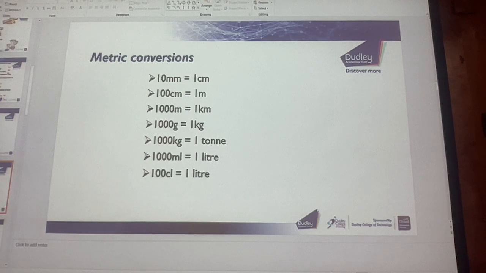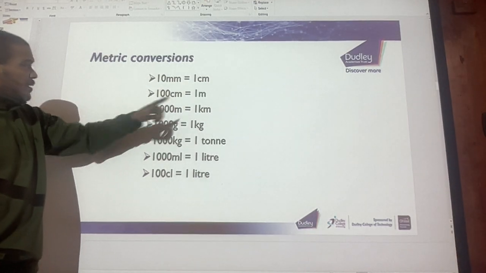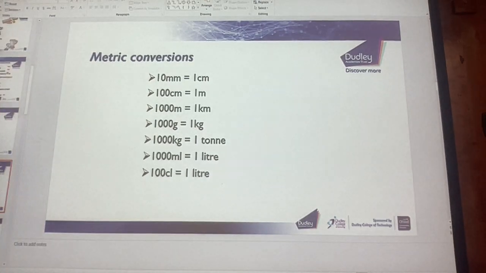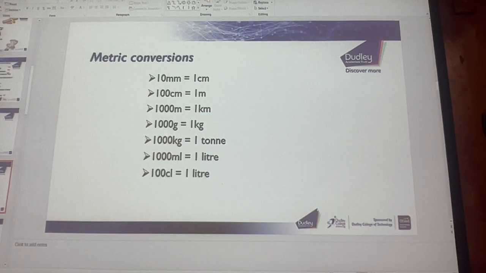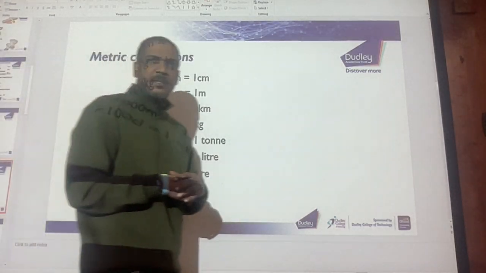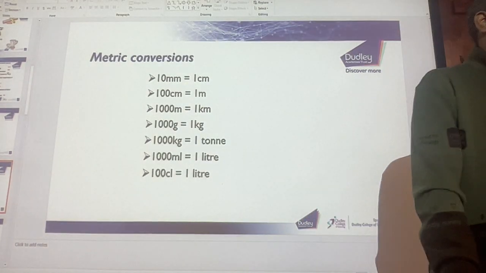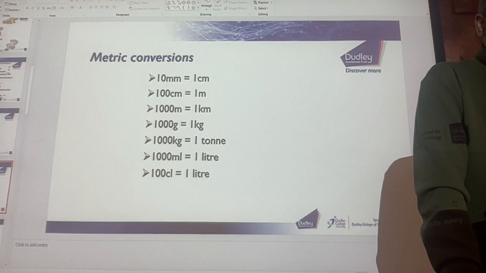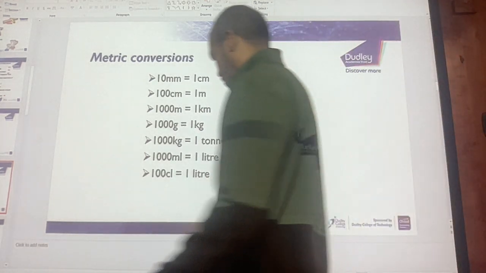So we got 1 meter is 100 centimeters. All right. Centi. So what does centi mean? What does it represent? 100. Centi represents 100.